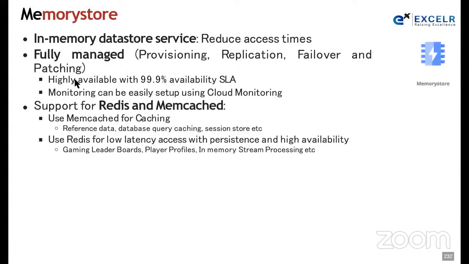Memorystore is just like your ElastiCache. We have already seen what an in-memory database is. It is a database which gives you a caching mechanism to speed up access to frequently accessed data. Memorystore supports two kinds of engines, Redis and Memcached. So this is what I wanted to cover before I jump onto GCE.